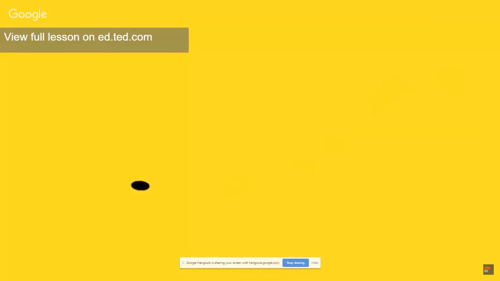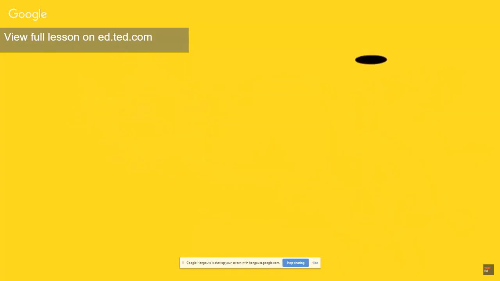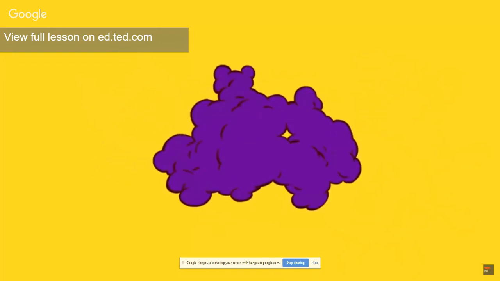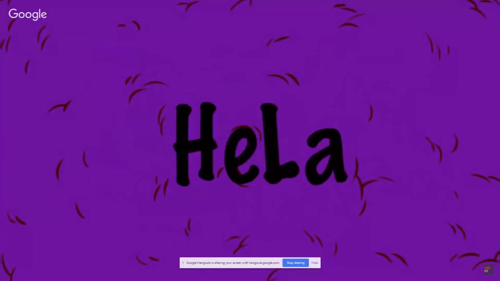Something small enough to float on a particle of dust that holds the keys to understanding cancer, virology, and genetics. Luckily for us, such a thing exists in the form of trillions upon trillions of human lab-grown cells called HeLa. Let's take a step back for a second.